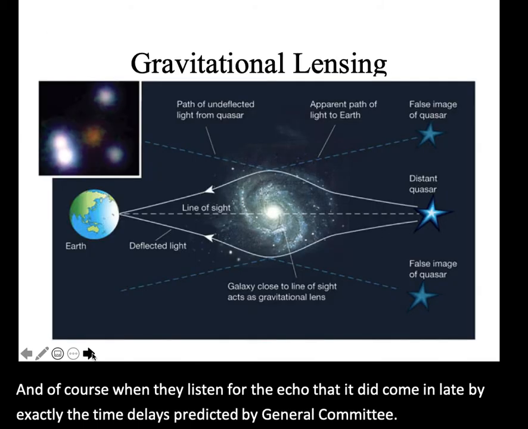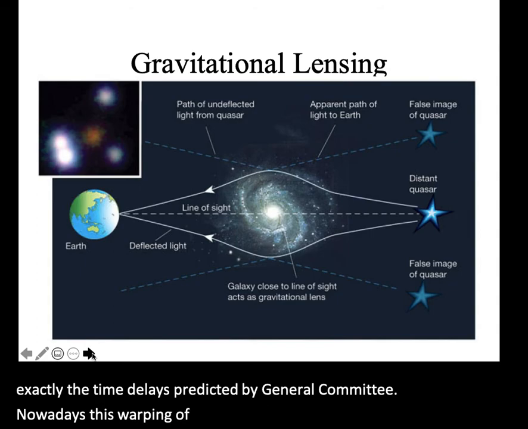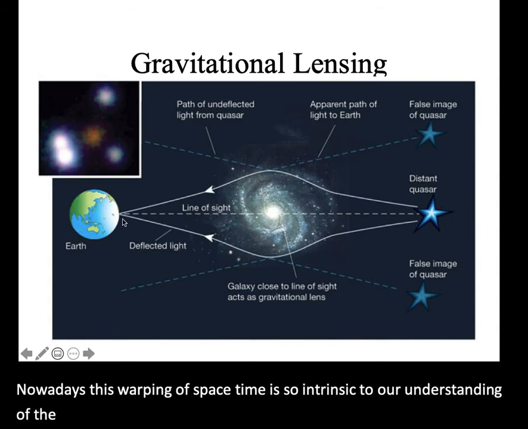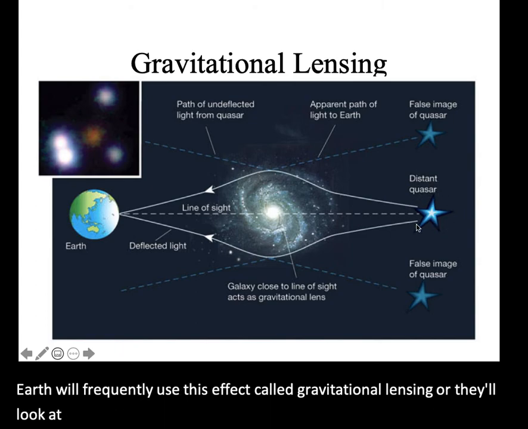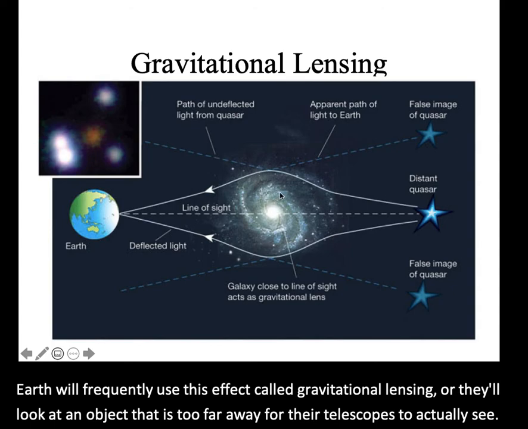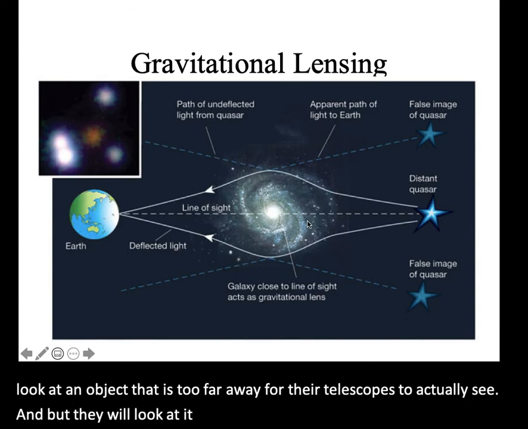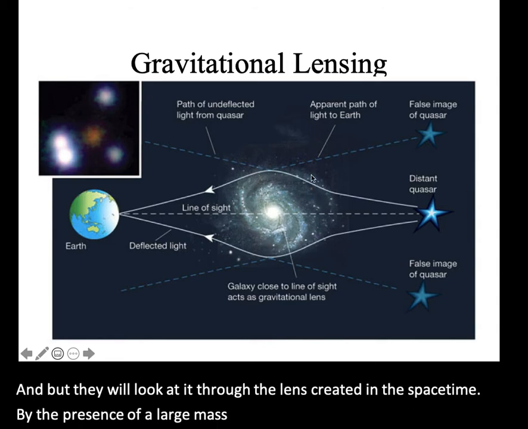Nowadays, this warping of space-time is so intrinsic to our understanding of the universe that astronomers use it all the time. So astronomers on Earth will frequently use this effect called gravitational lensing, where they'll look at an object that is too far away for their telescopes to actually see, but they will look at it through the lens created in the space-time by the presence of a large mass, like an entire galaxy, right? So an entire galaxy, of course, is warping space-time quite a bit.